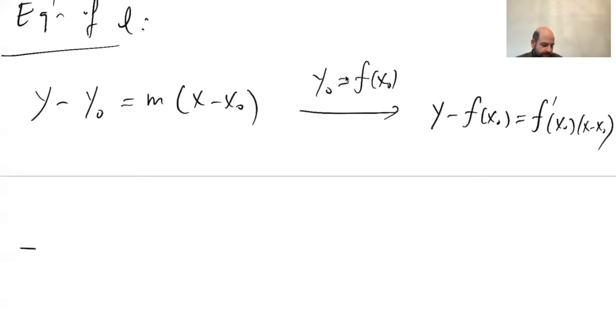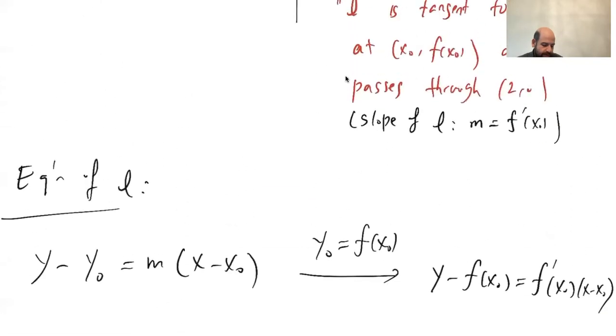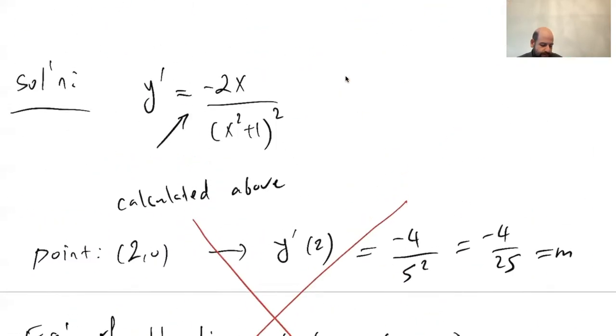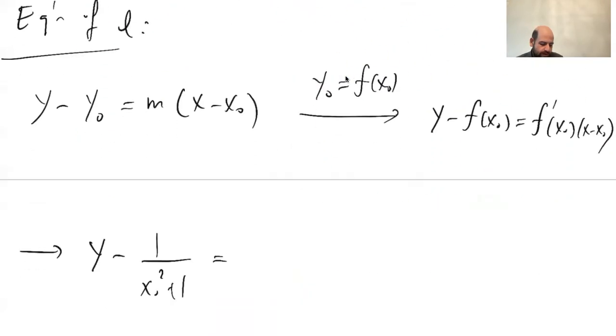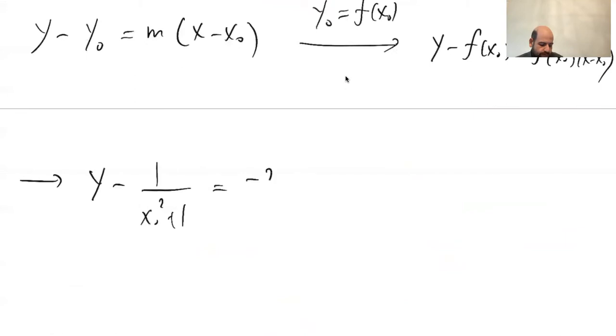Now let's replace the values. So y minus 1 over x0 squared plus 1 equals f prime of x. What was f prime of x? Here, f prime of x is this function: minus 2x over x squared plus 1, the whole squared. So this is minus 2 x0 over x0 squared plus 1, the whole squared, times x minus x0.